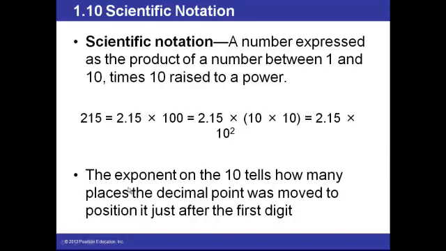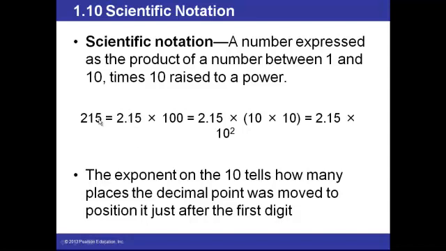In significant figures, the exponent on the 10 is going to tell you how many places the decimal point was moved, either to the right or the left, just after the first digit. So if we wanted to write 215 in scientific notation, you always want to put the decimal place after the first digit, so you only have a digit in the ones position. In this case, we want our number to be 2.15.